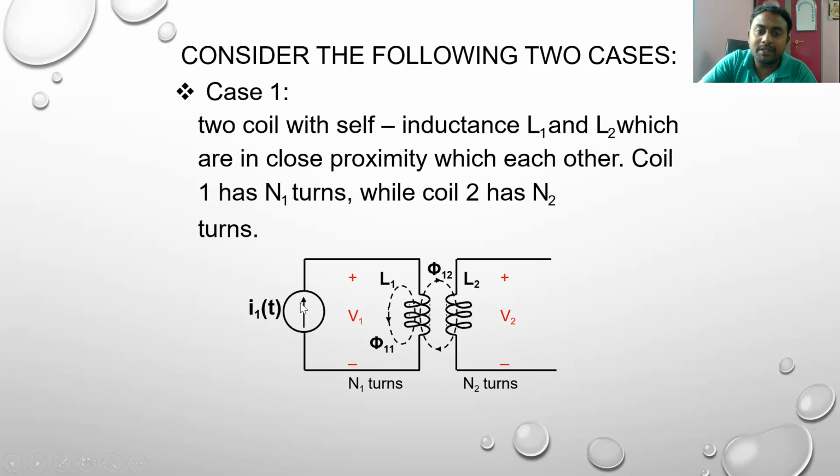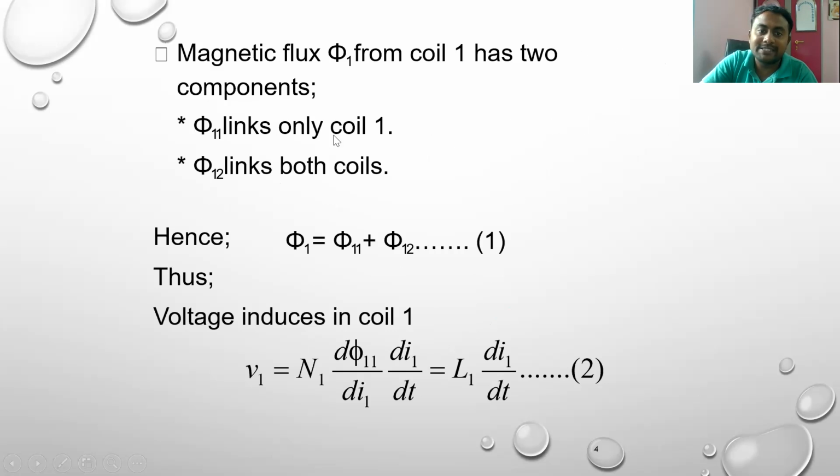The current we are feeding is at coil 1 in case 1. So flux 11 links with only coil 1, and flux 12 links with both coils. The total flux generated in coil 1, that is, the current flowing through coil 1 causing the generation of flux, is termed phi 1, which equals phi 11 plus phi 12.